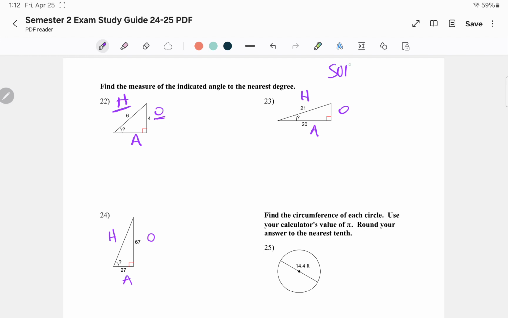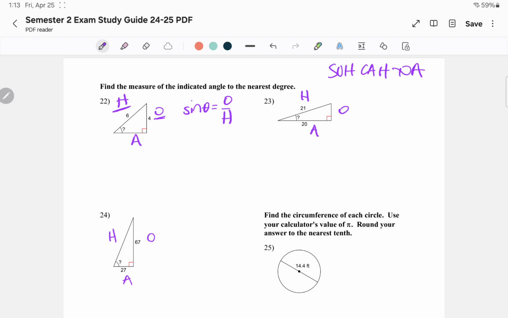And let's write SOHCAHTOA. Whoops. So that means I'm going to be using sine because I have O and H here. So I'm going to be using sine. So sine of theta is equal to O over H.